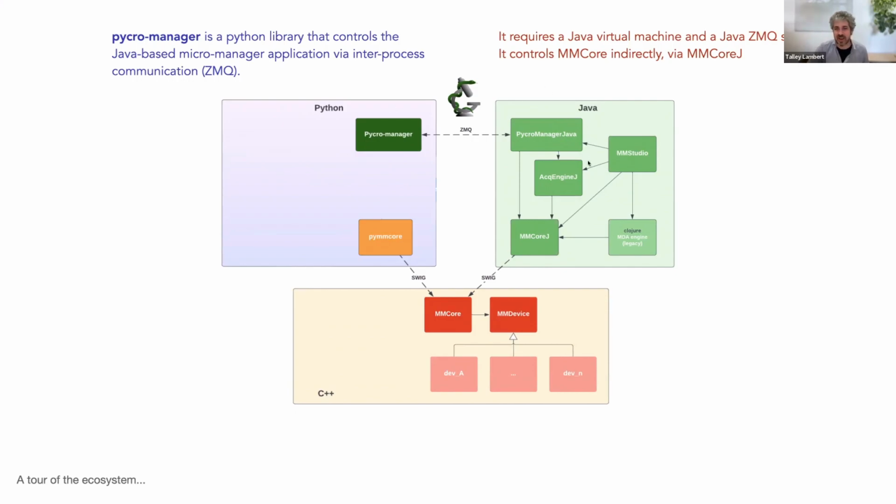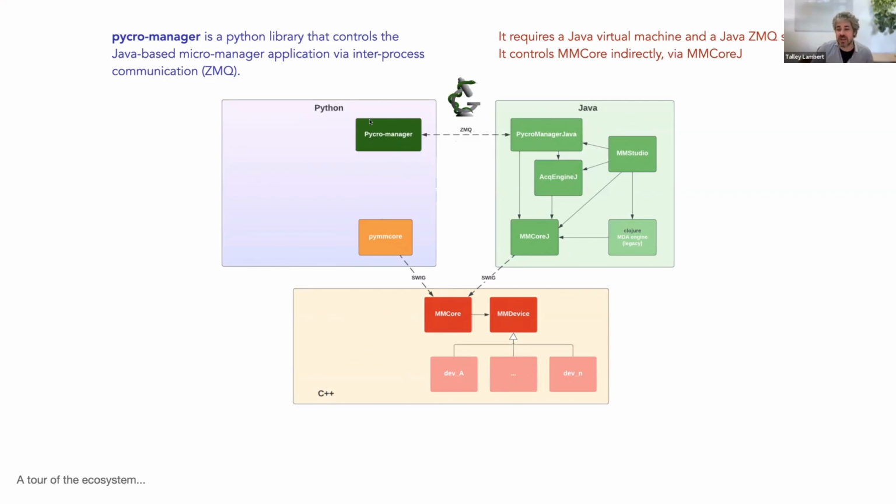So essentially, in Python you've got Pycro-Manager running in a Python process. When you send commands via Pycro-Manager, it serializes those commands to a little message and sends that across to another process where there's a server running, and that server deserializes the command and talks to CoreJ and an acquisition engine. They wrote a new acquisition engine, also in Java, to control CoreJ, which in turn controls the C++ core library.